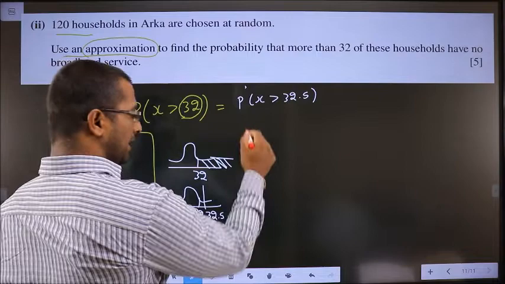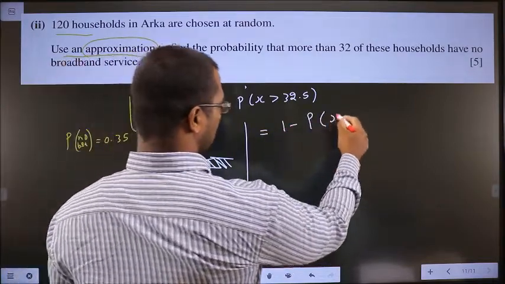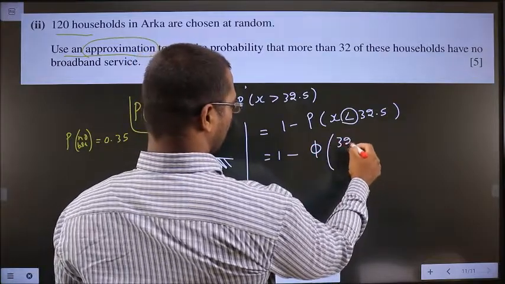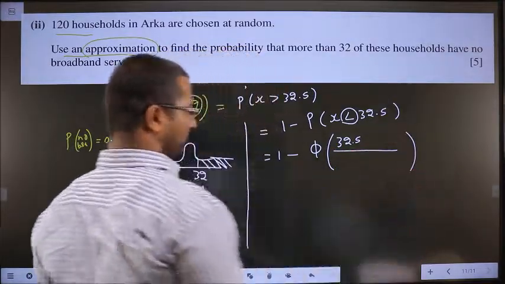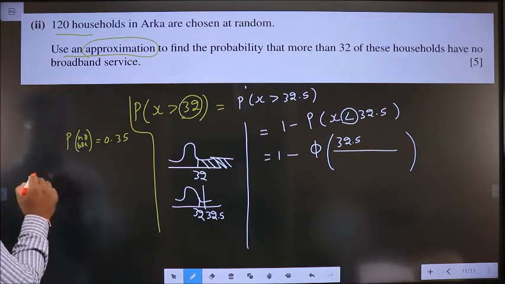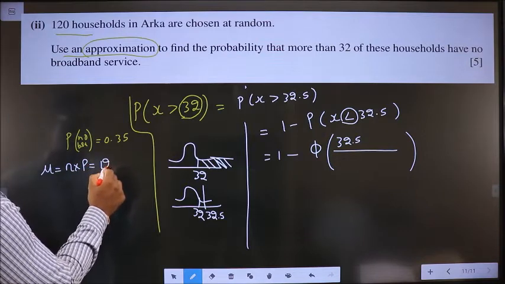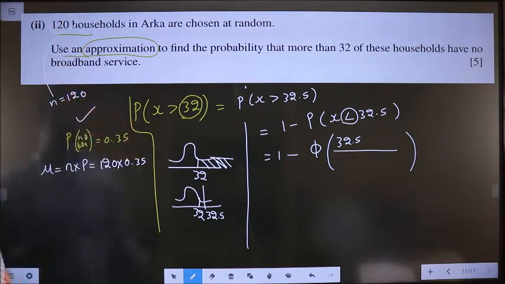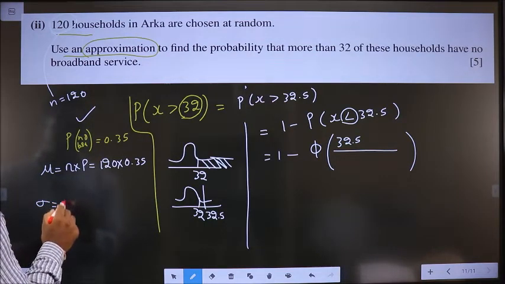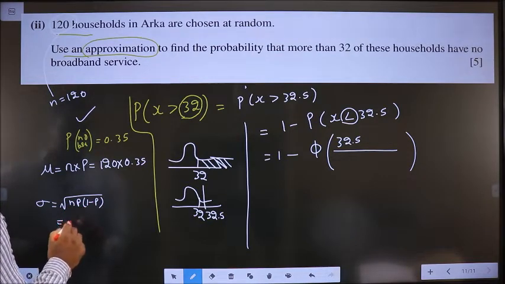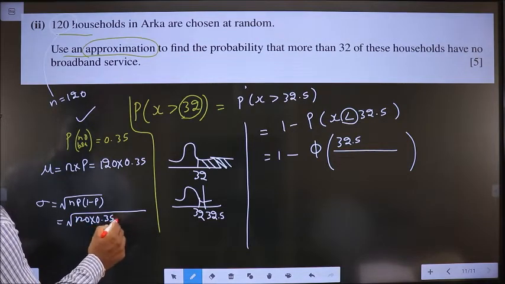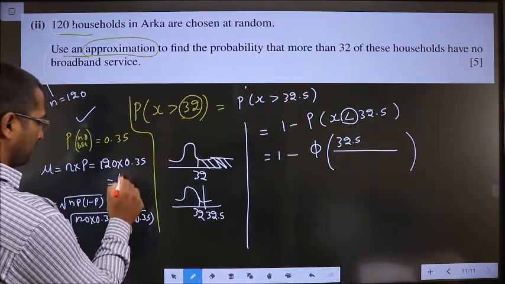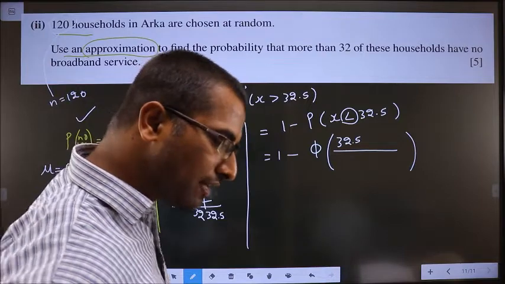Here it is greater than, and I cannot directly use the normal table, so to make it less than, I do 1 minus P of x less than 32.5. Next, here it is a less than symbol, so now z will come: 32.5 minus the mean, by the standard deviation. To calculate the mean, the formula is n into p. In this case, n is 120 into 0.35. This is the value of n, and this is p of no broadband service. And the standard deviation formula is the square root of np into (1 minus p). So that is the square root of 120 into 0.35 into (1 minus 0.35). So the mean you get is 42, and the standard deviation squared you get is 27.3.